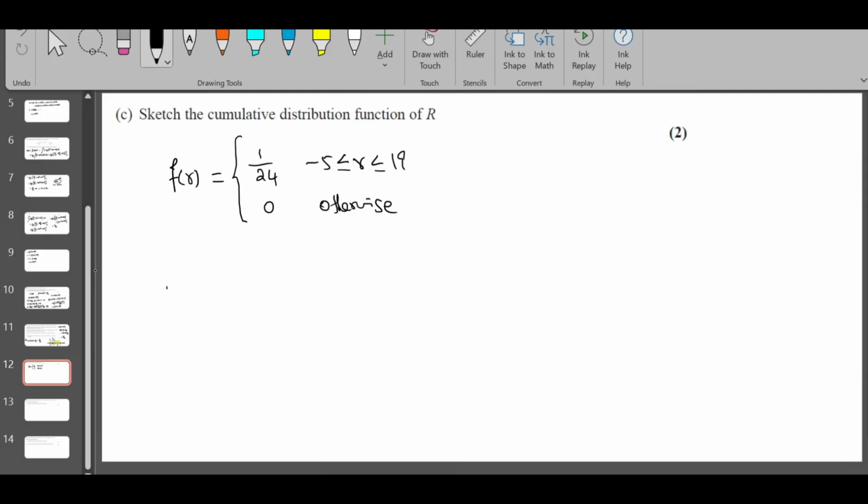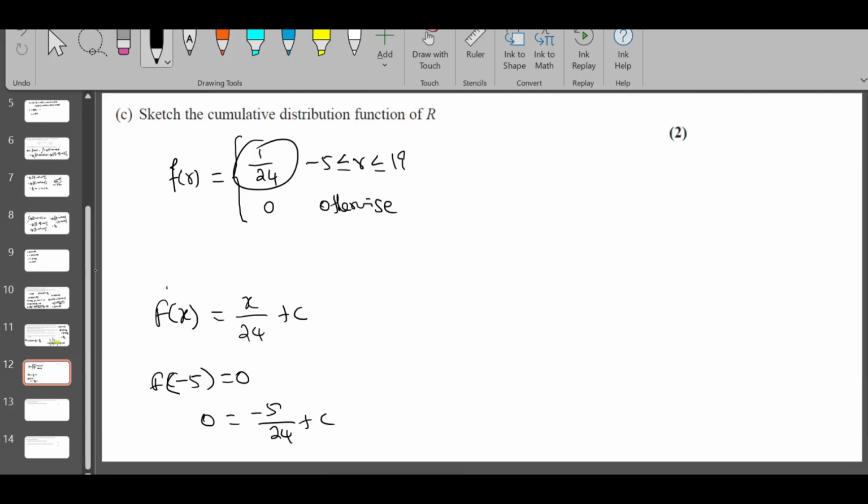To find capital F of x, you need to integrate it. When you integrate this, you're going to get x over 24 plus c. And you can sub in the condition F of minus 5 is 0. Minus 5 is the lower limit, right? So we'll get 0 is equal to minus 5 over 24 plus c. C is positive 5 over 24. So the F of x is basically x plus 5 over 24, oh, it's not x actually, it's r, right?